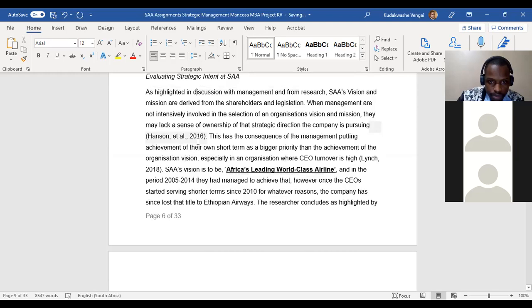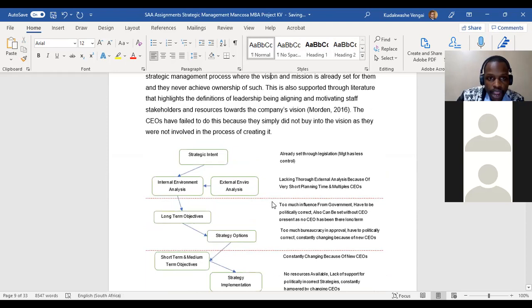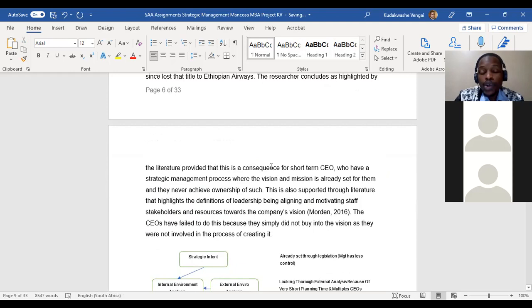So I've highlighted here, SAA's vision is to be Africa's leading world-class airline. And in the period 2005 to 2014, they managed to achieve that. However, once the CEO started serving shorter terms since 2010, for whatever reason, the company has since lost the title to Ethiopian Airways. So they are no longer Africa's leading airline. The researcher concludes, as highlighted by literature, that this is a consequence of short-term CEOs. There's a book that I read that highlighted that if you are constantly changing your CEOs, it affects the vision of the organization. So I've looked at SAA and seen that they are constantly changing their CEOs, and that is affecting their vision as an organization.